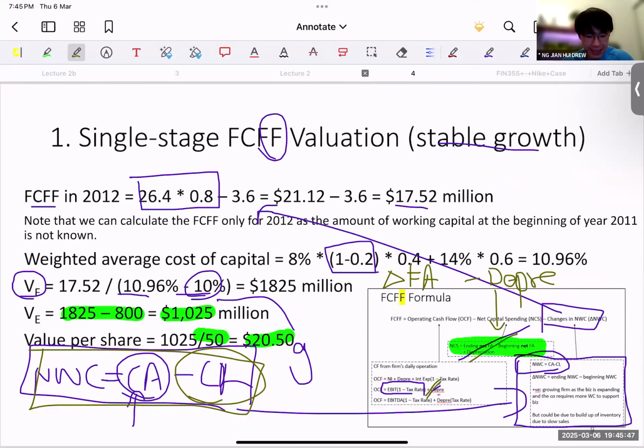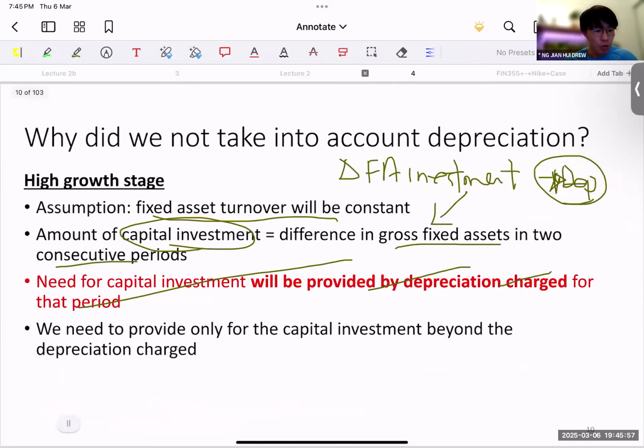So this depreciation will cancel out this depreciation as we saw earlier. But in a high growth stage, we will have this additional change in fixed asset. So the amount of capital investment is how much you need to provide in addition to your depreciation charge, which is this, your change in fixed asset.